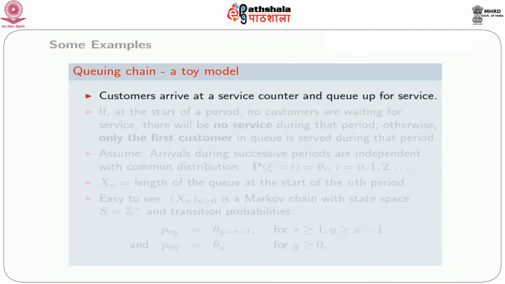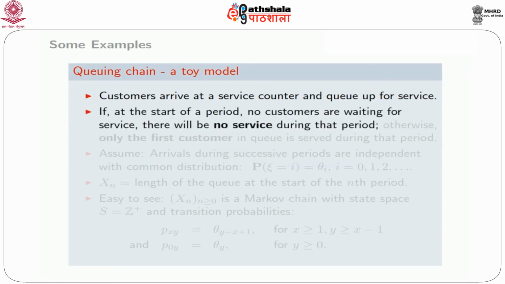First of all, there is a service counter, and customers arrive at the service counter and queue up for service. The modeling of the service is like this. If at the start of a period no customers are waiting for service, there will be no service during that period. So for any service to be given in a particular period, there has to be at least one customer waiting at the start of that period. Otherwise, if at the start of the period there is at least one customer waiting, maybe more in the queue, then only the first customer in the queue is served during that period. So only one customer is served during any unit period. That's why we call it a toy model.